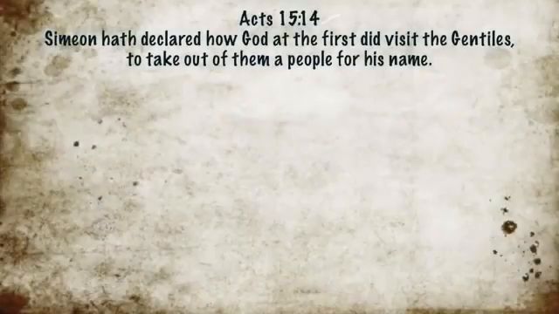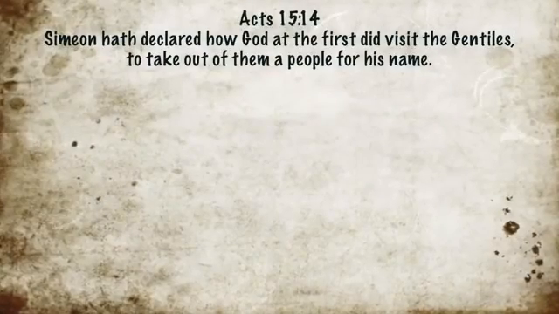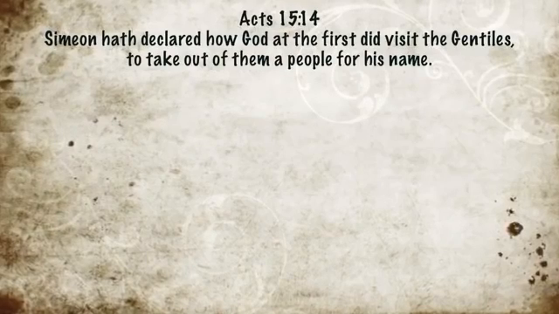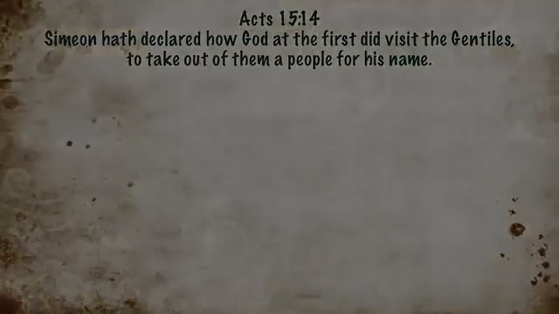Watch. Acts chapter 15 verse 14. Simeon hath declared how God at the first did visit the Gentiles to take out of them a people for his name. Simeon is also aka Peter. Simeon says that the Most High did at first visit the Gentiles to take out of them a people for his name. When did it start? In Acts the 10th chapter with Cornelius. That's when the Most High visited the Gentiles, not during the time of Christ.